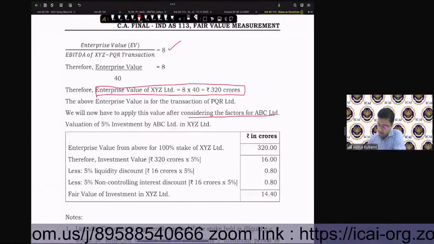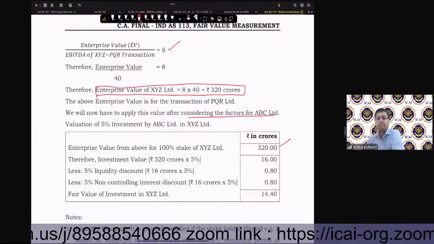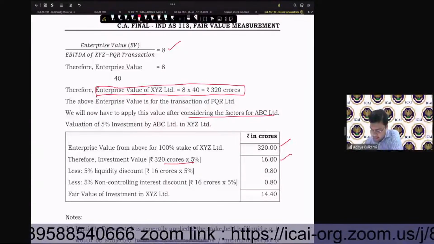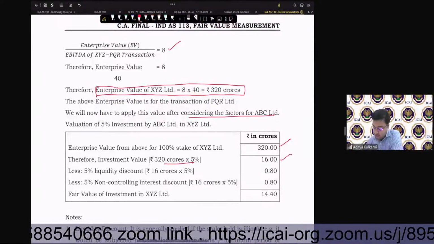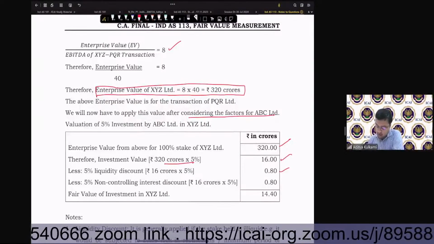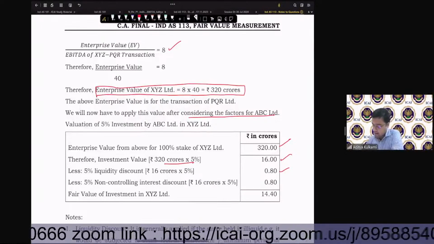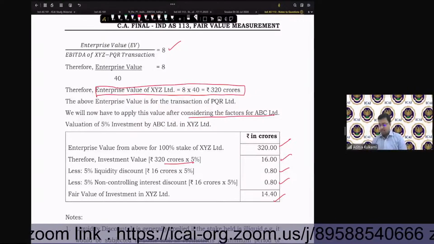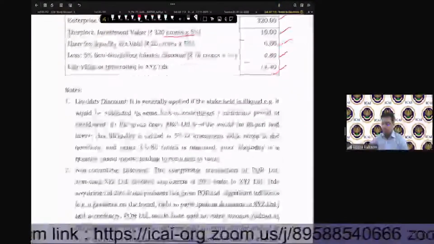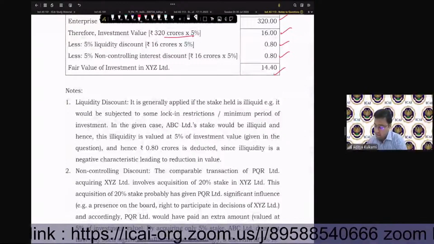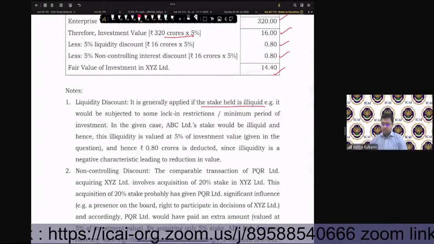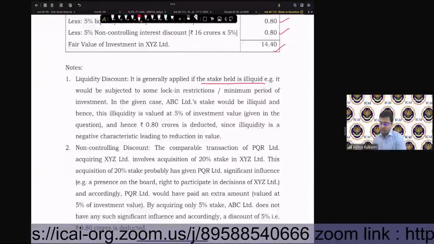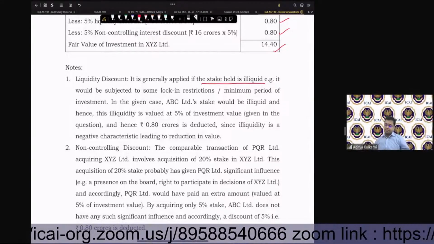What are the factors? See, enterprise value is 320, but ABC's stake is only 5%. So 320 into 5% is 16. Less liquidity discount 5%, less 5% NCI discount. So that gives you 14.4. What do you mean by liquidity discount? Generally applied if the stake held is illiquid. Number two, non-controlling discount.